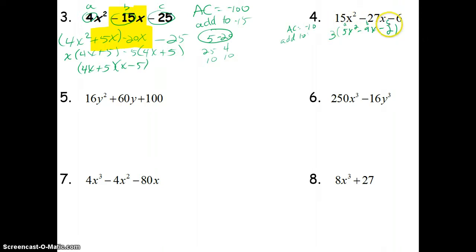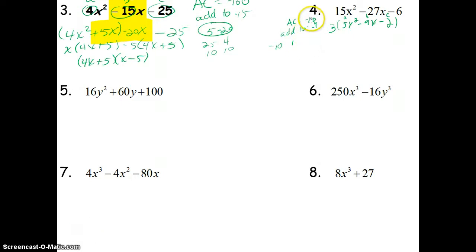Multiplying our a term times our c term, we see that that's negative 10. We want two numbers that multiply to negative 10 and add to whatever our b value was. Our b value was negative 9. The two numbers that I chose that multiplied to negative 10 and added to negative 9 were negative 10 and positive 1. I'm going to do the same thing that I did earlier and write this as 5x squared minus 10x plus 1x minus 2.